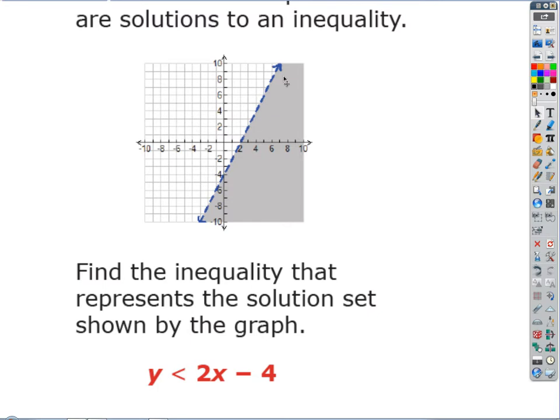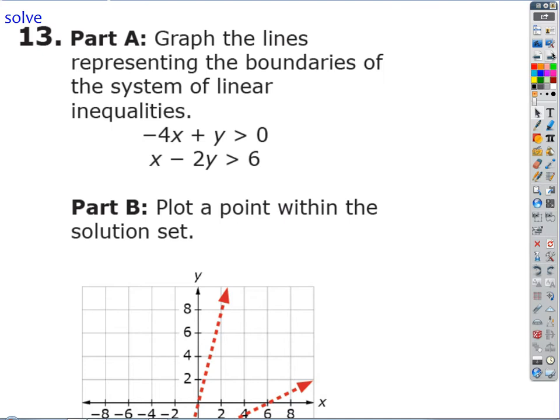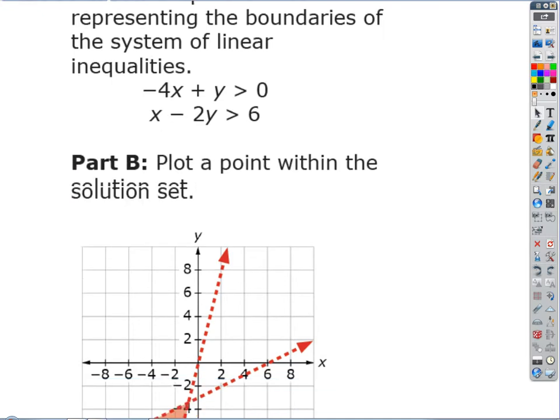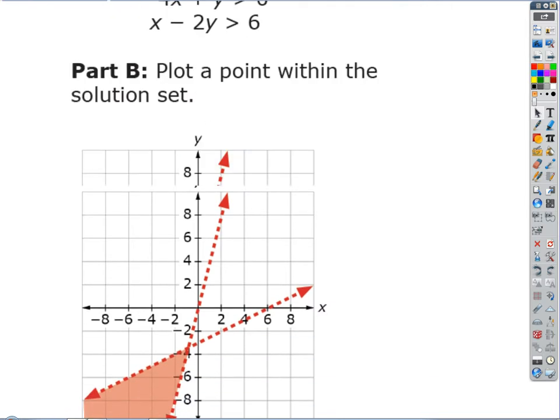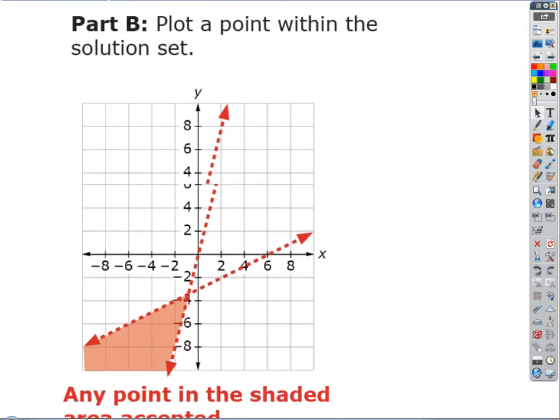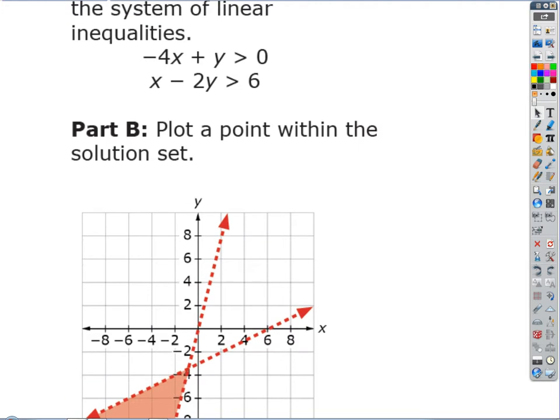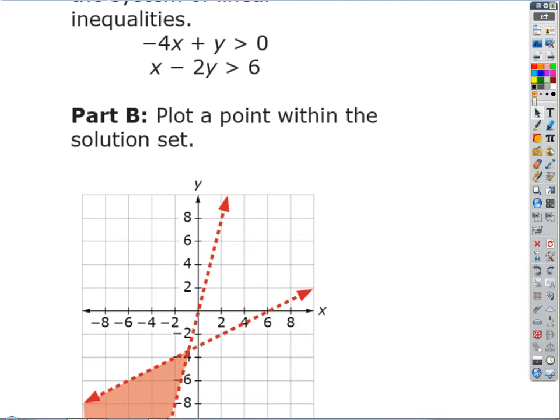You can also, in the case of something like this, graph the lines representing the boundaries of the system of linear inequalities. And then they want you to plot a point within the solution set. So if the line is negative 4x plus y is greater than 0, how do you plot that? We've got two options. Just a really quick review of this, I won't spend a lot of time on it. You could put it into slope-intercept form really easily, and then just graph it that way, and that's fine.